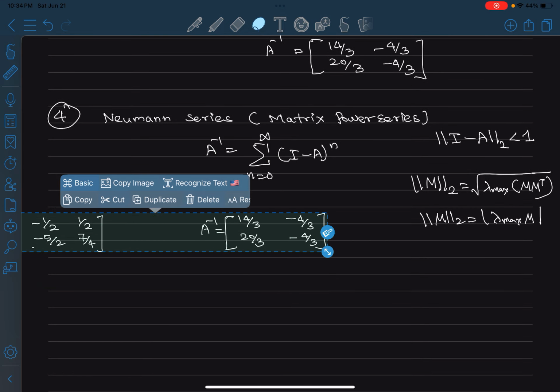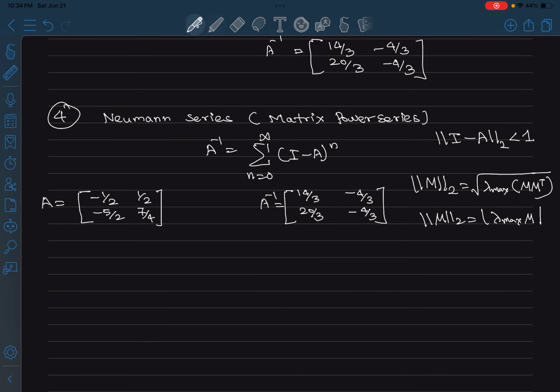Also, I told you I'll give you the idea why this works. The proof is the same as the geometric series. We have the sum from n equals 0 to infinity of (I minus A) to the power n, so you can use the formula a over 1 minus r.